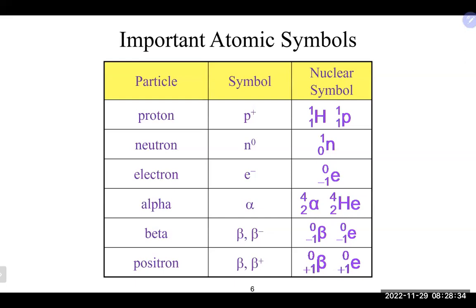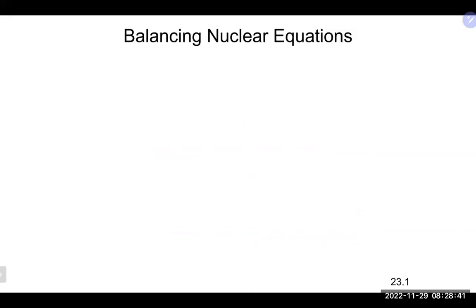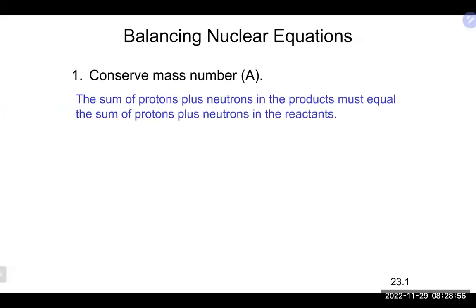Here's some more symbols. Again, we pretty much saw these guys here, so we'll roll with this. So let's talk about balancing nuclear equations, which is like super hard. So when we balance nuclear equations, pretty much you need to know how to add, but other than that, that's all you need, and a periodic table.